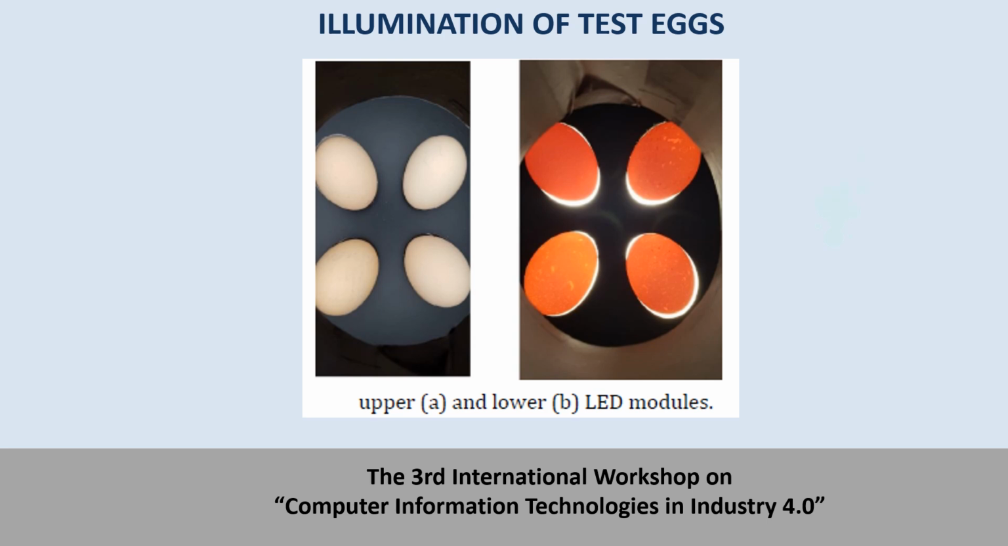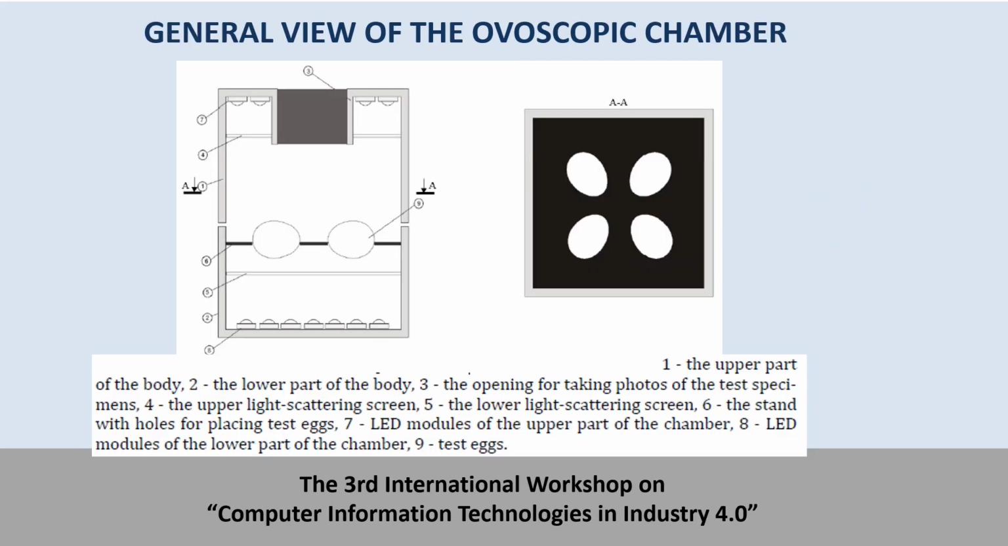On the inside of the top cover, LED modules are located around the opening, which are covered by a light diffusing screen made from white acrylic plastic. At the bottom of the lower part of the chamber, there is the same number of LED modules as on the upper one. The pictures show the structure of the chamber.